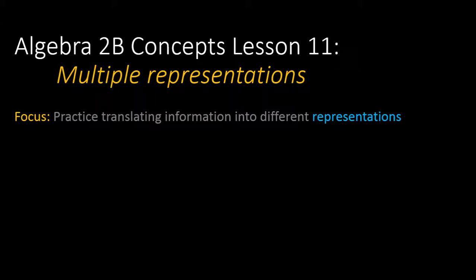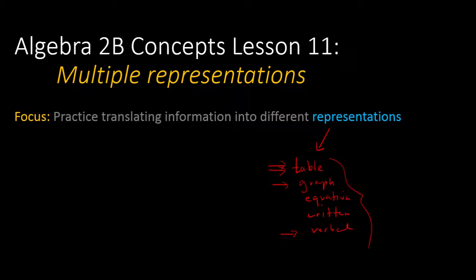Well, first of all, a representation could be anything from a table, a graph, an equation. It could be written word. It could also be a verbal description. These are all ways to represent information. So we are going to practice translating, so going from a table to a graph perhaps, or from a table to verbal word, something like that. We're going to practice just going between these different representations.